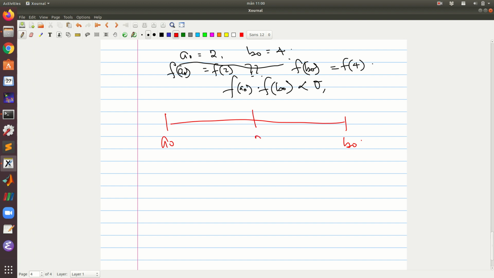We have computed x naught, and then we have found out that the product of f of a naught and f of x naught is negative. That means that the root lies in here. So that means that our a1 on the next approximation, the next interval, we are going to say that our a1 is going to be equal to the value here, which is a naught, and then our b1 is going to be our value of x naught.